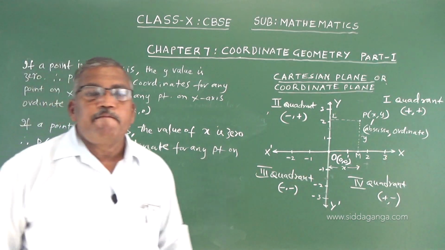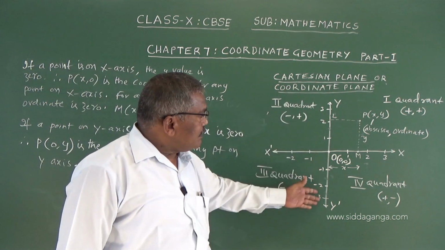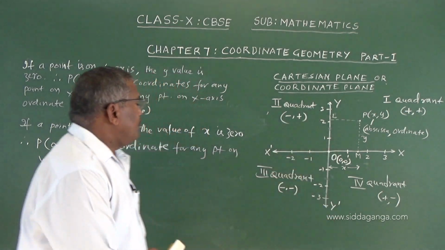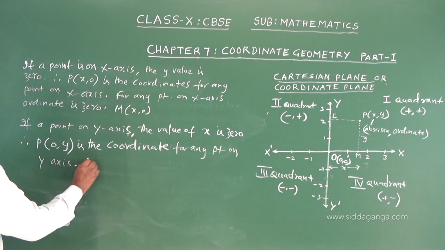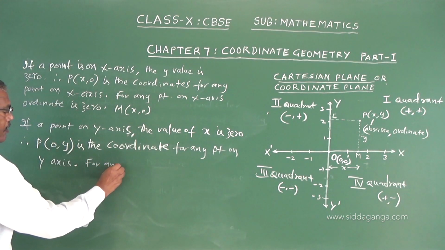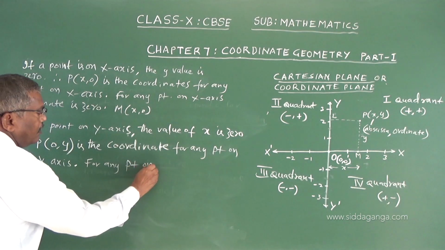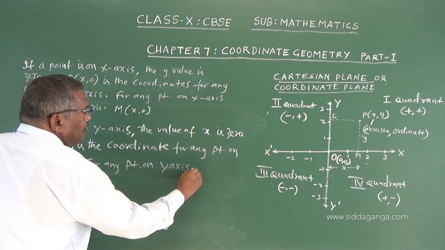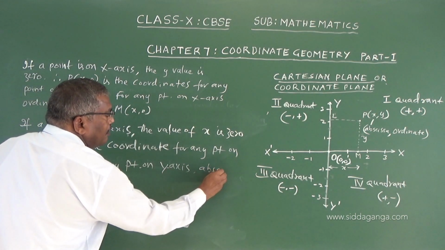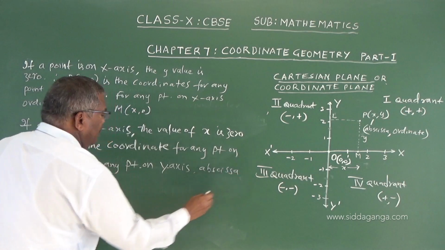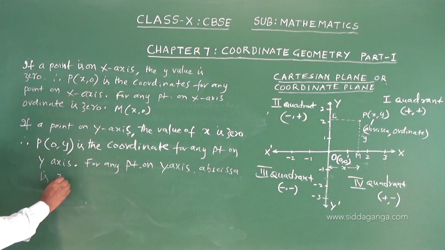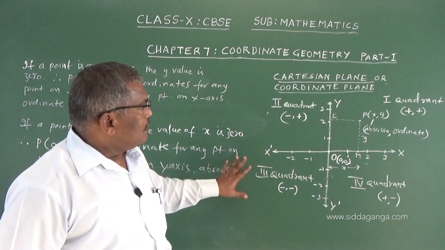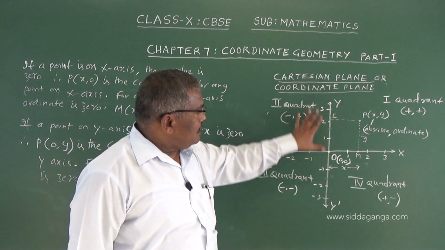Or we can say, for any point on the y axis, the abscissa is 0 because horizontal distance will not be there. So we can say, for any point on the y axis, abscissa is 0.